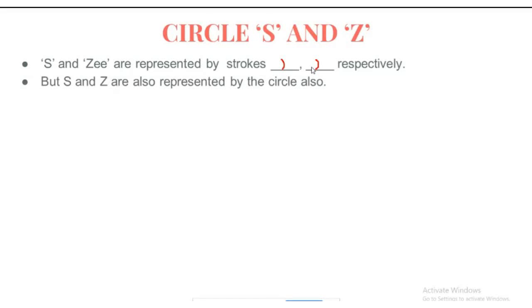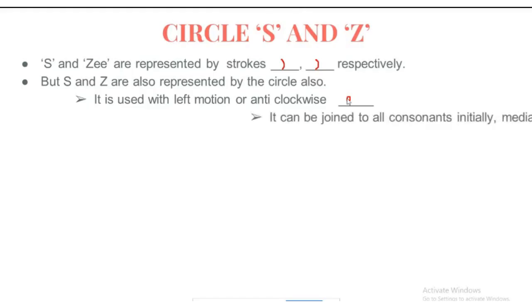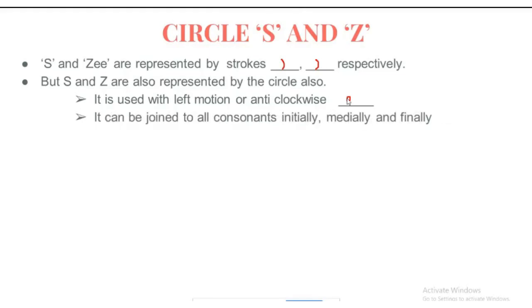But S and Z are also represented by the circle. It is used with the left motion or anti-clockwise. It will be like this. It can be joined to all consonants initially, middle and finally.